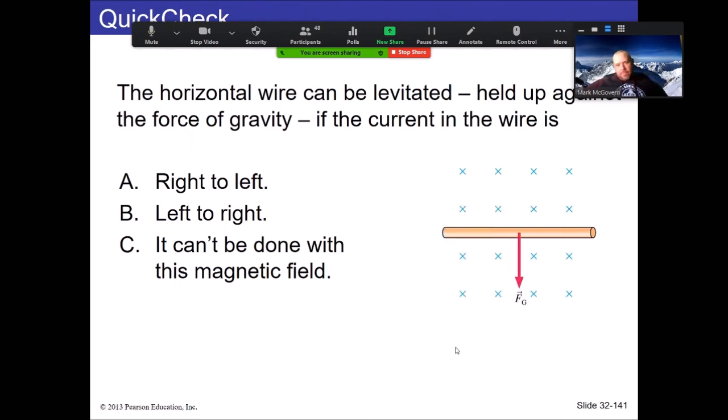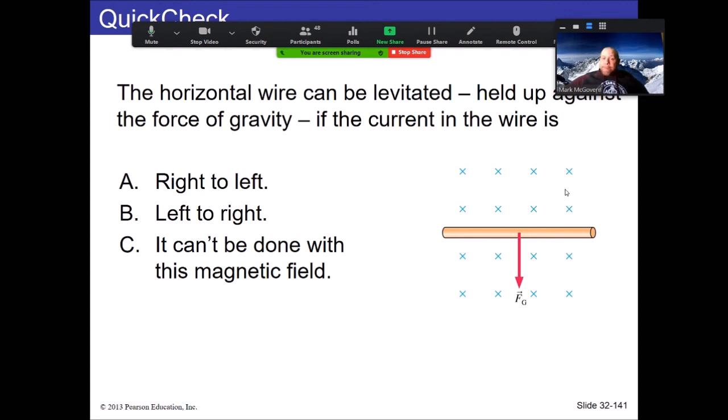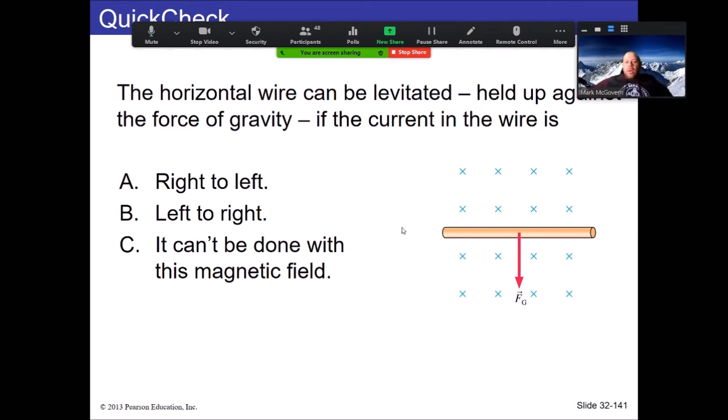All right. So the horizontal wire can be levitated, held up against the force of gravity. That's the implication here. If the current in the wire is what? Now this wire here will fall if able to, but if you supply a current through the wire with the external magnetic field that's indicated here, what's going to happen? You have option A, B, C. Let's talk it out. We're going to keep you in suspense right now. The force needs to be upward, right?